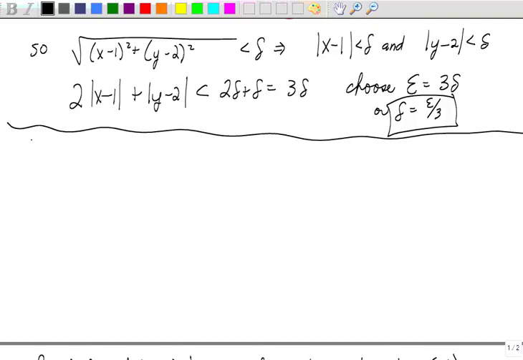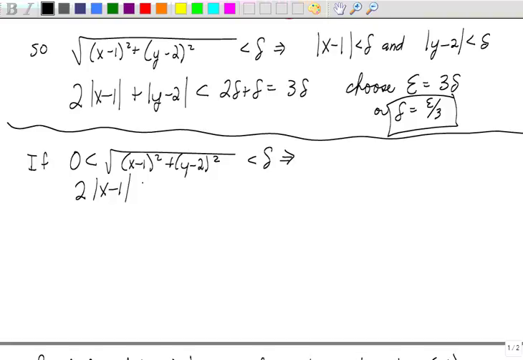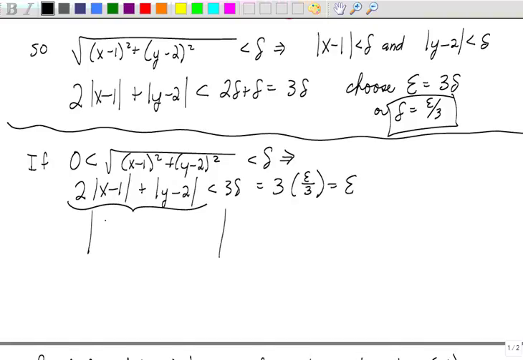So we want to show for every ε, if 0 is less than the square root of (x − 1)² + (y − 2)², that's the circle with radius δ around (1, 2), is less than δ, then |2x − 1| + |y − 2| is less than 3δ, which is 3 times ε over 3, which is ε. And remember where we got that, that means that |2x + y − 4| is less than ε.